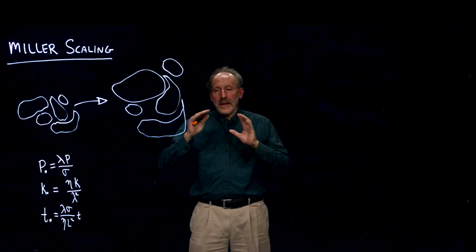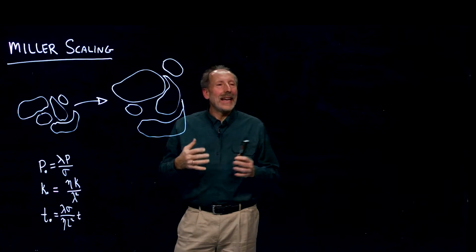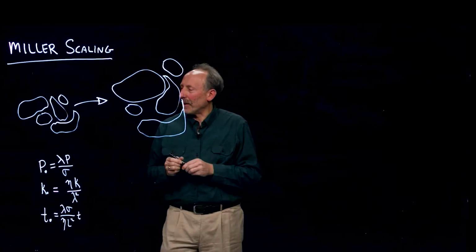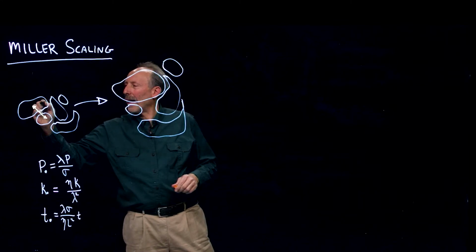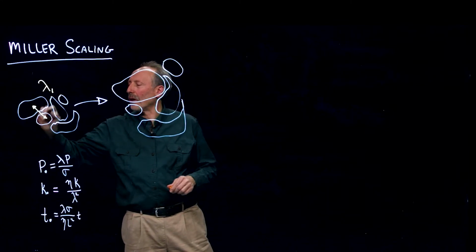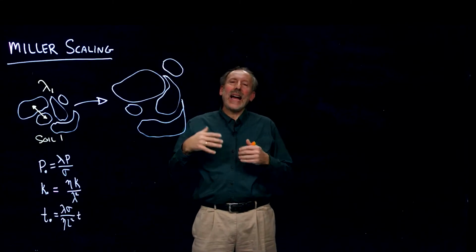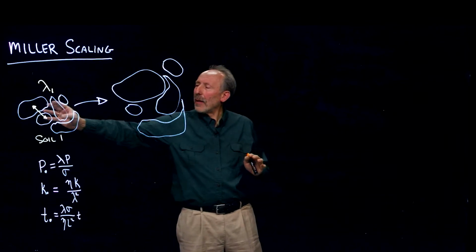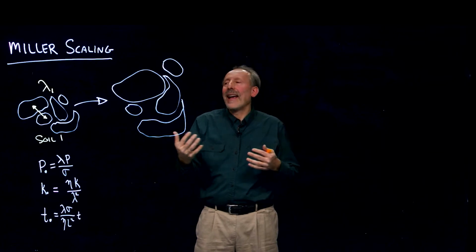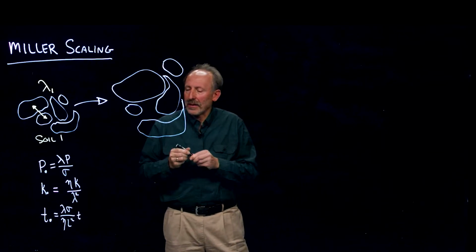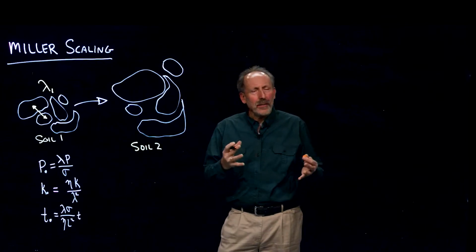When we have a particular soil, let's say this soil here, it will have a certain scale to it. So there's a certain kind of scale of variability, we might say, and we can call that lambda. And we'll call this soil 1. So the question we have in Miller scaling is how we take the information about the particular scale of a media as well as the fluid properties and translate it to a different system, and let's say this is soil 2. So then how do we do that mathematically?